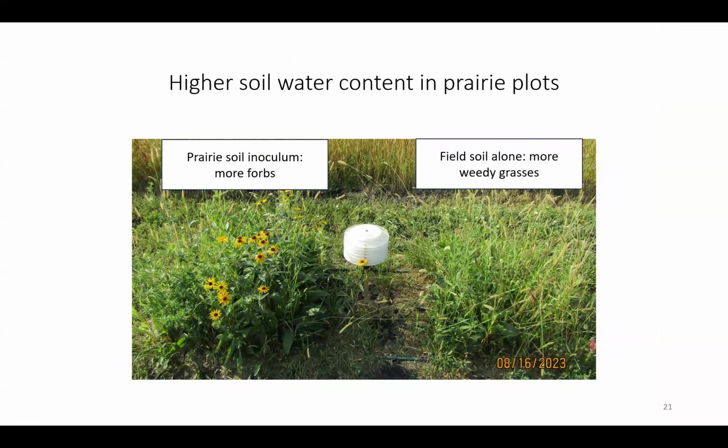And that might be a direct effect of the inoculum in terms of the hyphae growing in the soil, which slow water loss and maintain moisture close to the soil surface. But it also could be an indirect effect of how different these plots were to each other, especially by the end of the growing season. So on the left here, you can see a typical prairie plot, and on the right, field soil. So prairie plots with lots of forbs, quite a bit of shading of the ground, slowing evaporation, in contrast to the weedy plots where the sun could reach the ground more easily.